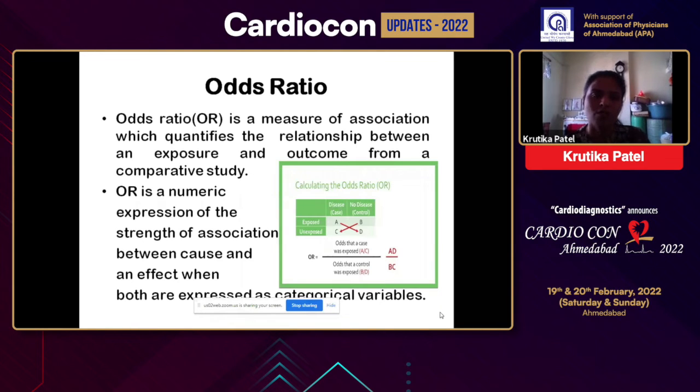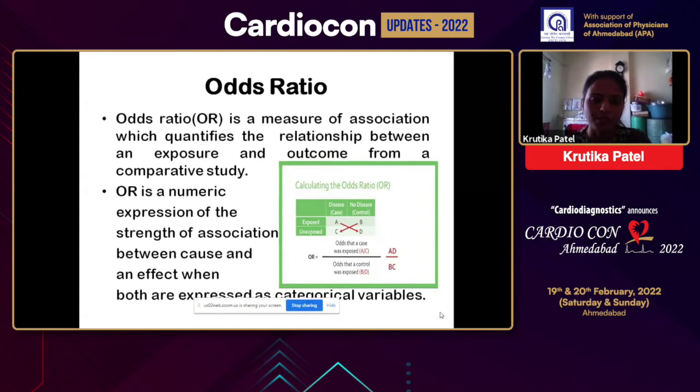Odds ratio. Odds ratio is a measure of association which quantifies the relationship between an exposure and outcome from a comparative study. When we are doing comparative studies like case control study, we can see inside the table two groups, exposed and unexposed. For the simple equation of odds, the odds that a case was exposed upon the odds that a control was exposed is equal to AD upon BC.